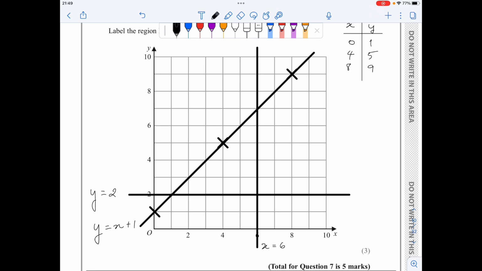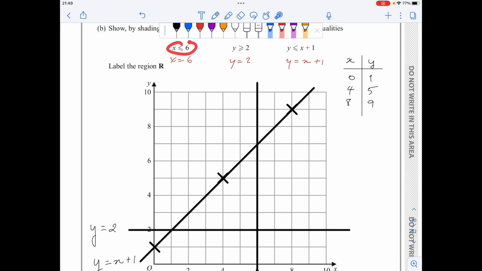Finally, I need to consider which region I need relative to each line. So for the first one, x is less than or equal to 6. I need the region to the left of the line x equals 6. For y is bigger than or equal to 2, I need the region above the line y equals 2. And finally, for the line y less than or equal to x plus 1, I need the region below the line y equals x plus 1. So the required region is the region inside that triangle. Let's shade and label with R.